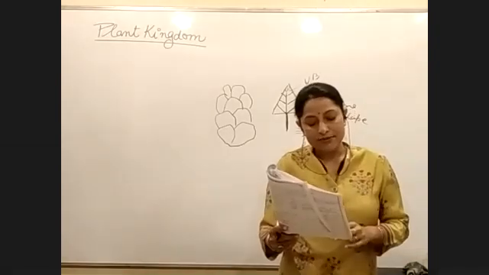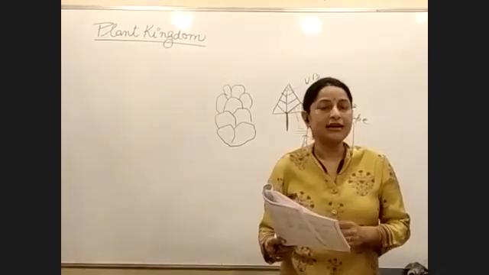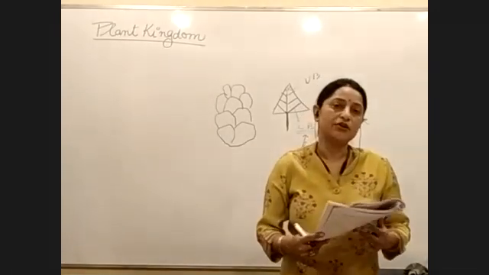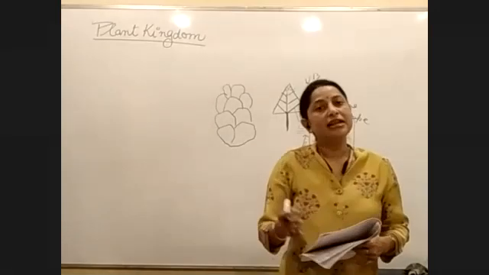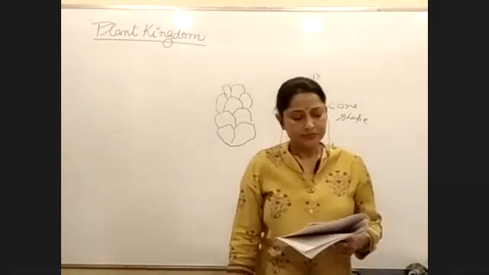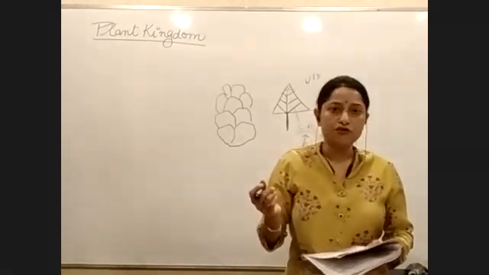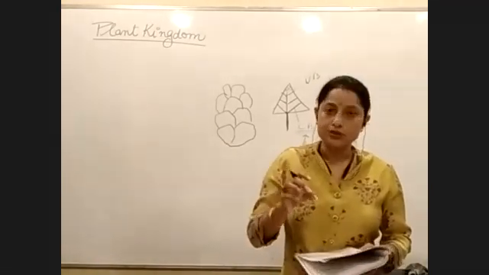In the male cone there will be microspores. Microspores are also called pollen grains. Inside the pollen grains there will be male gametes. We discussed this in the last class. Is it clear? Cone is made up of sporophyll. In the sporophyll there will be spores.